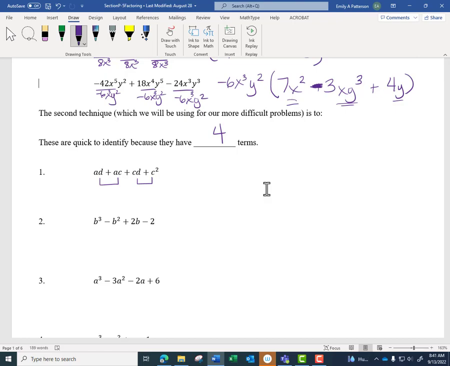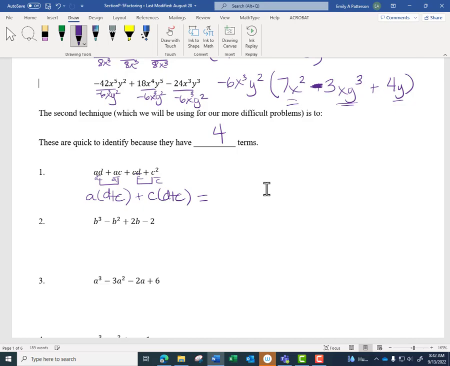So here, A is in common to both. And if I divide both by A, I've got a D plus C left over. And what's in common to these two is a C. And again, dividing them both by C, I have a D plus C left over.